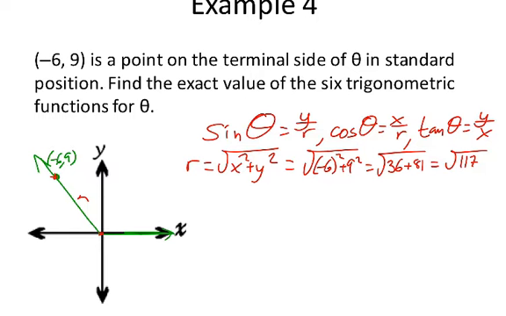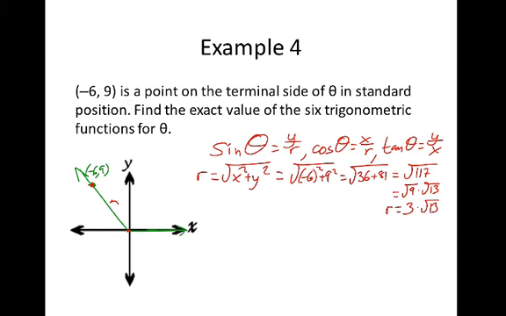The square root of 117 is not a pretty number, so let's see if we can break that up. We can actually break up the square root of 117 into the square root of 9 times the square root of 13. And we happen to know the square root of 9 is 3, so we've got 3 times the square root of 13. So that's our r value. Now we're going to start plugging things in.